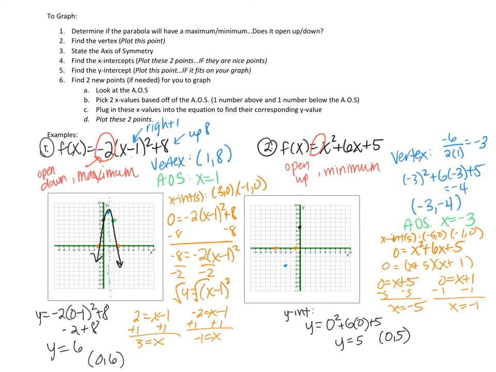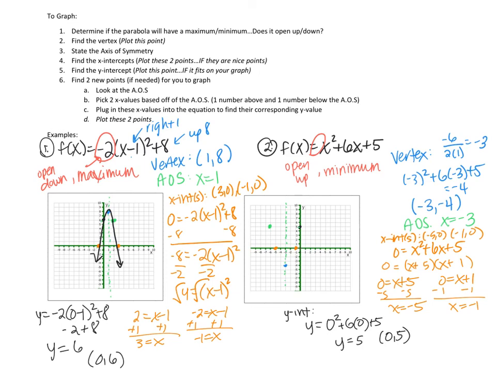I'm going to plot a little bit of that axis of symmetry so that I can see where this reflected y-intercept is going to end up. So 1, 2, 3. So all I'm doing is counting from the y-intercept to that axis of symmetry, and then I'm going to reflect it over on the other side.